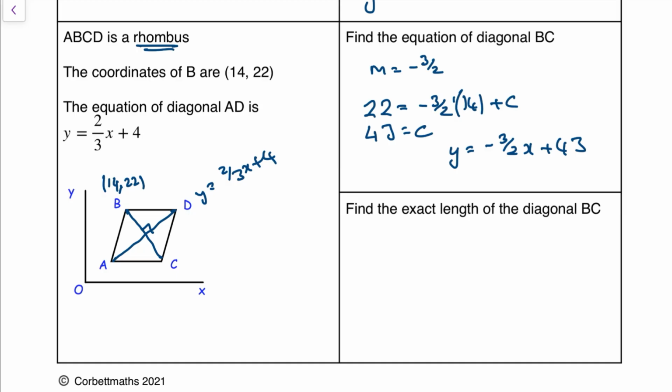Difficult question, but the reason I kind of knew where this was going without even reading the rest of the question is this has been a GCSE question several years ago, and I think it was IGCSE, but you had to spot or you had to know what a rhombus was. Anyway, find the exact length of the diagonal BC.